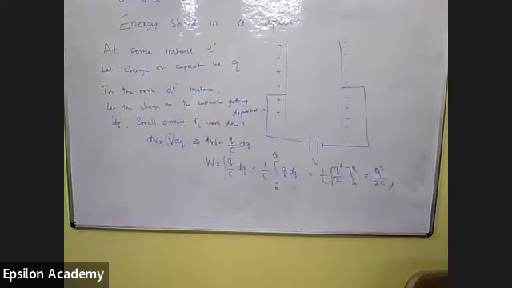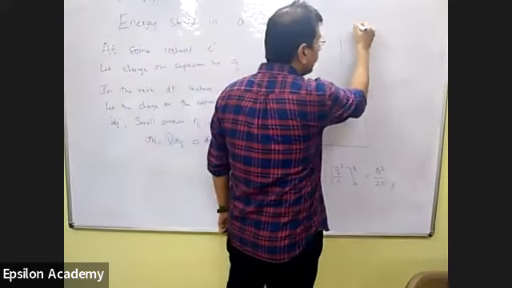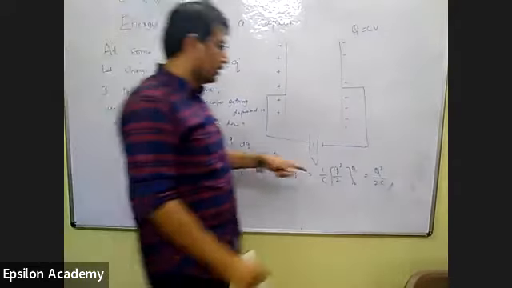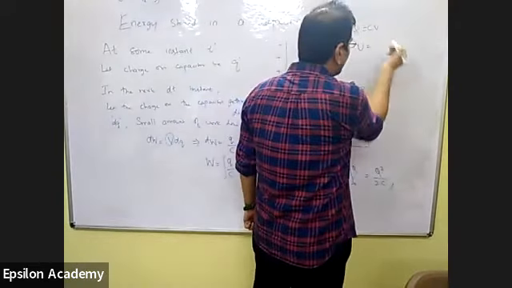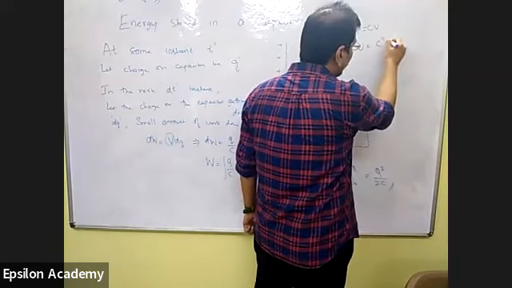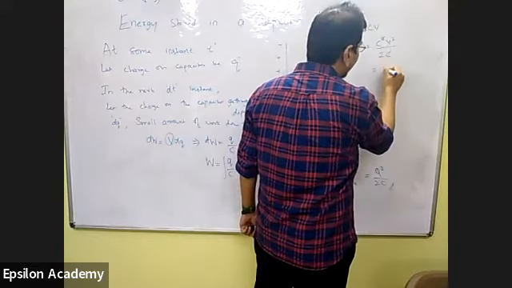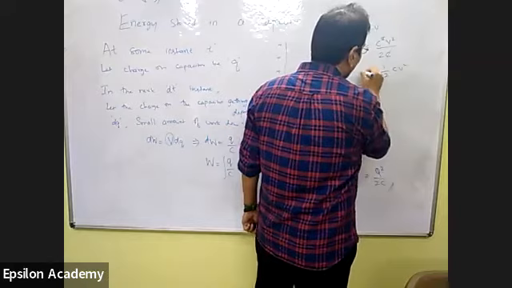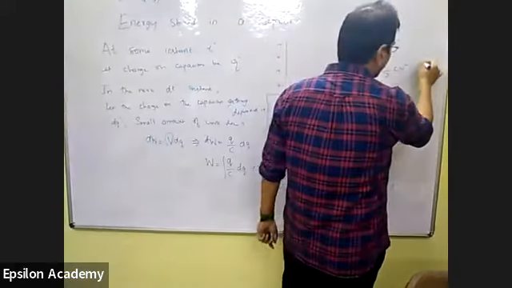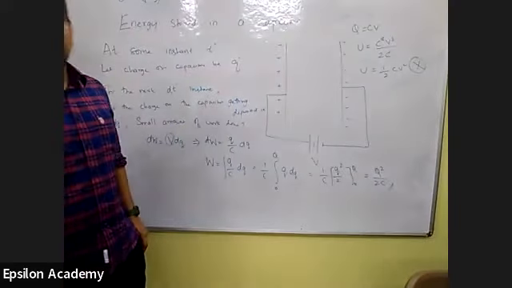Right. So then it is q square divided by 2c, but you know that q is equal to cv, right? So if q is equal to cv is substituted, then what will happen to the energy? It becomes c square v square divided by 2c. So c and c will get cancelled. We get half cv square. This is another formula. This is the most commonly used one. Okay, it is half cv square.